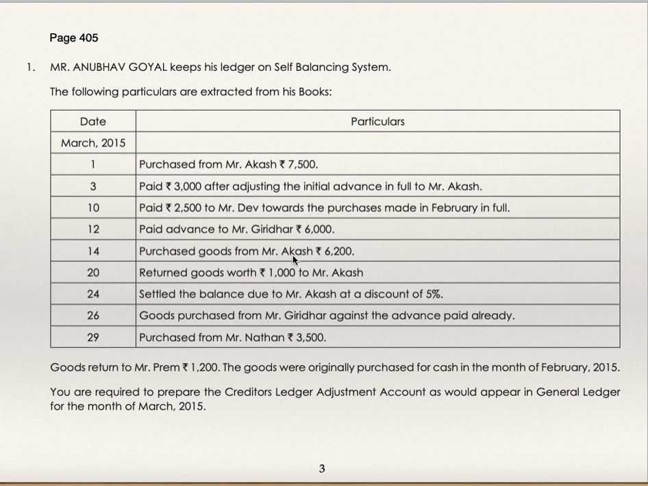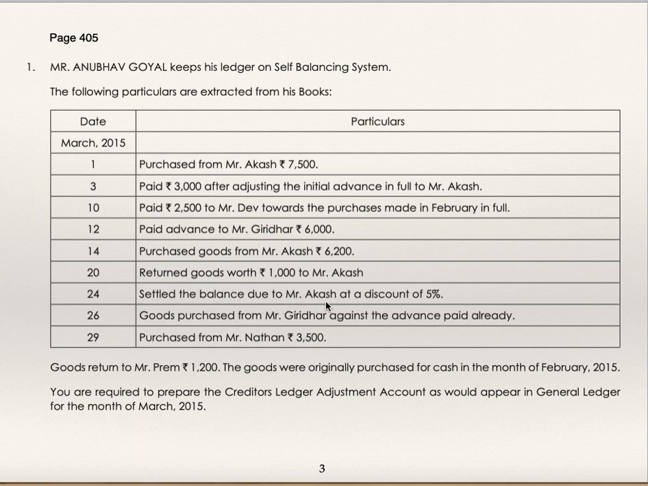Transaction by which creditors balance increases is to be credited to creditors ledger adjustment account, and transactions by which creditors balance decreases is to be debited to creditors ledger adjustment account. That is the reason why purchases are credited and purchase returns are debited to creditors ledger adjustment account.